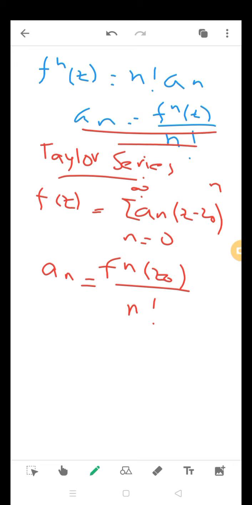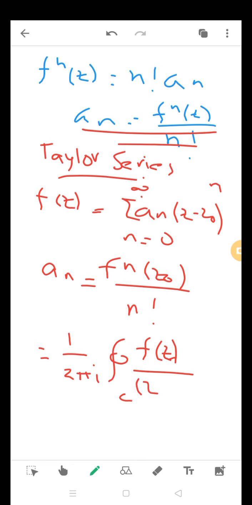Now if we put the value of f n of z0, the nth derivative of f at z0, it comes out to be 1 by 2 pi i, integration over c of f of z divided by z minus z0 to the power n plus 1 dz. So this is the expression of the Taylor series.